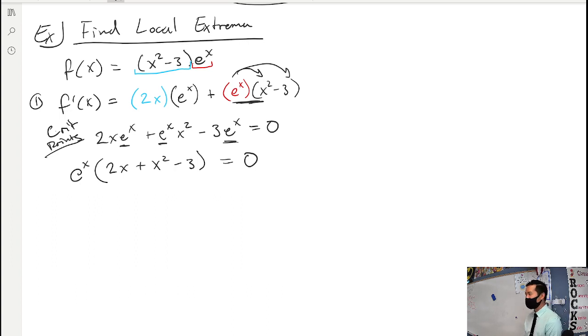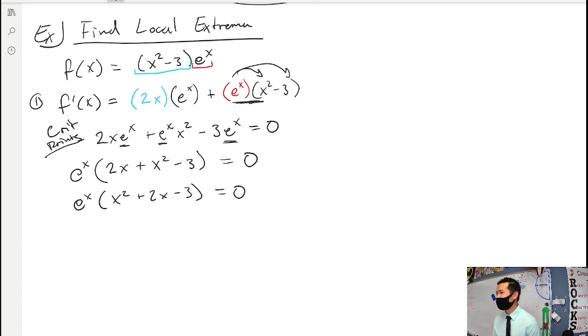Oh, if only it was written in a nice order for us to deal with. I still think it's nice. Yeah, reorder it. So we've got e to the x times x squared plus 2x minus 3 is equal to 0. Oh yeah, signs are important. Luckily for us, that looks factorable, doesn't it? Or you could use the quadratic formula.